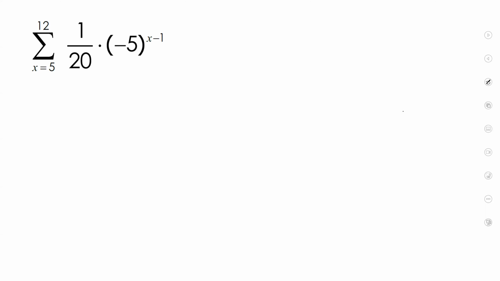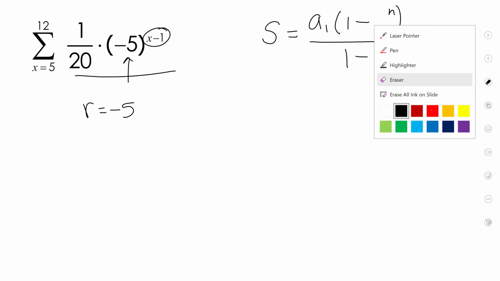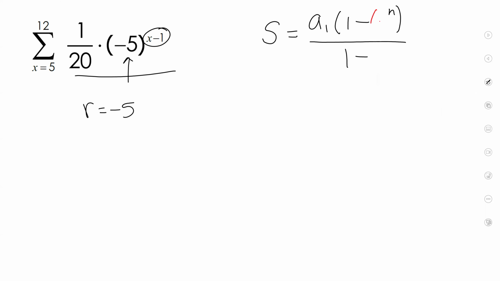Let me remind you of our formula. The sum is a1 times (1 minus r to the power of n) all over 1 minus r. Looking at our equation here, what is our ratio? -5, that's this number, the number that has the exponent, that's your ratio. So I'm going to go ahead and substitute r with -5.